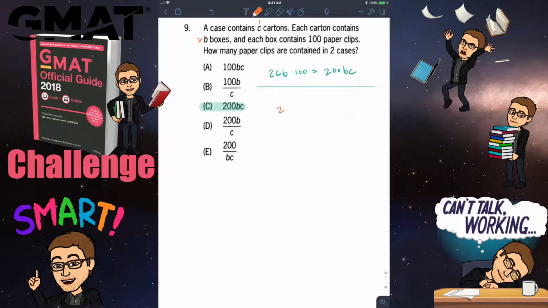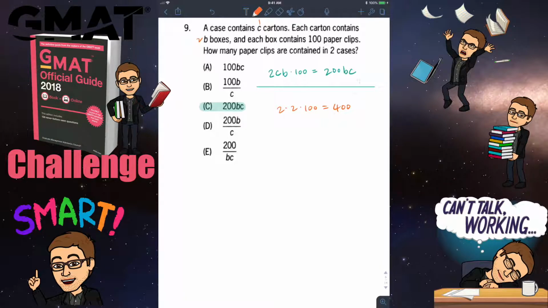Each carton contains 2 boxes. So we have 2 cartons. That means we have a total of 2 times 2, 4 boxes. And then each box contains 100 paper clips. So if we have 4 boxes, that means we have 4 times 100 paper clips. As a result, it's 400. So our answer is 400.